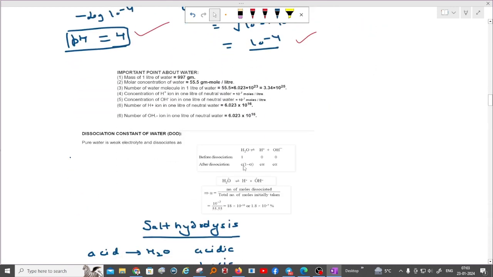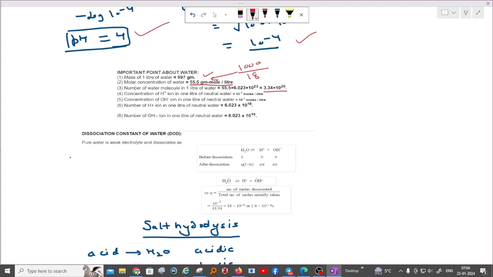Okay, and now some important points about water. The mass of 1 liter of water is around 997, that is, around 1000 gram, and the molar concentration of water is 55.5 gram mole per liter, and you know how this is coming. The weight in gram is 1000, divided by 18, the molecular weight of water. So this will come to 55.5 gram mole per liter. And the number of water molecules in 1 liter, obviously, is 55.5 times the Avogadro number, 6.023 into 10 power 23, that is 3.34 into 10 power 25.